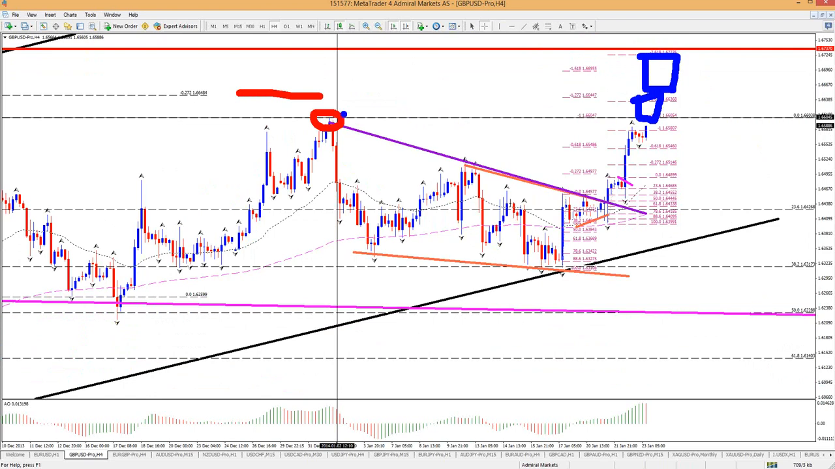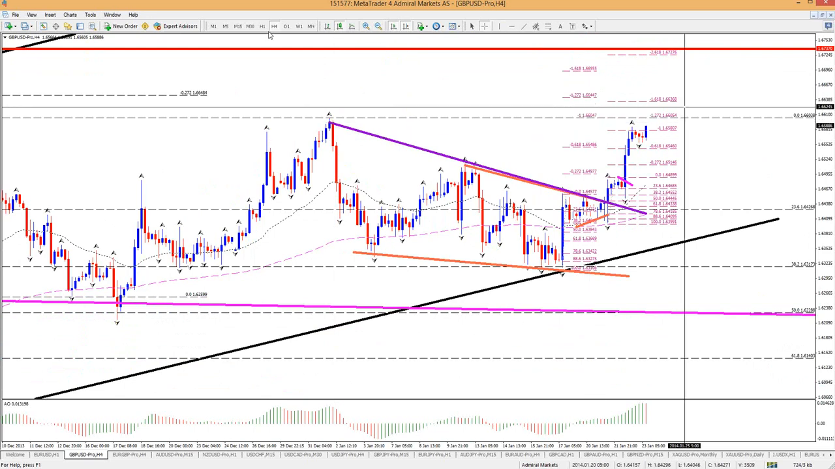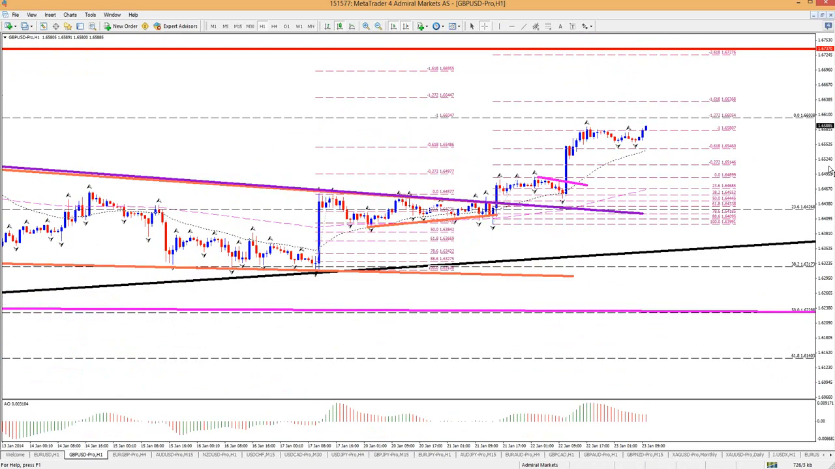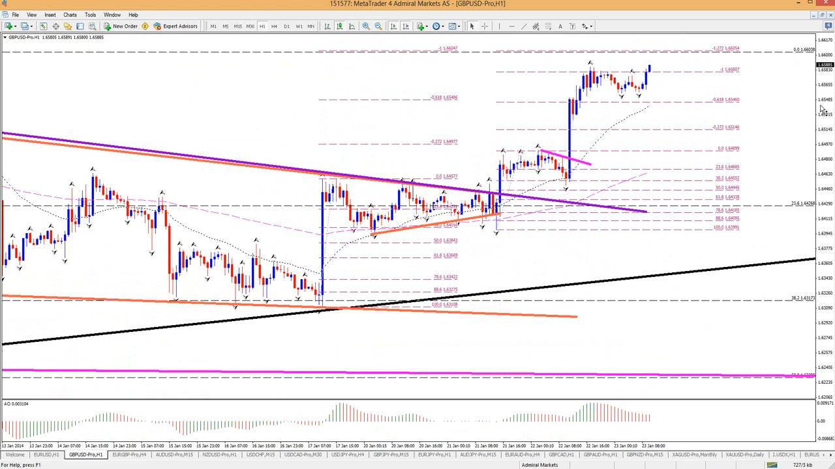There's about 50 pips between 166 and 166.50, and about another 80 between the target and the bigger resistance indicated by red. Would I do anything here? No, because we're right in front of 166. So in my opinion, nothing to do right now.